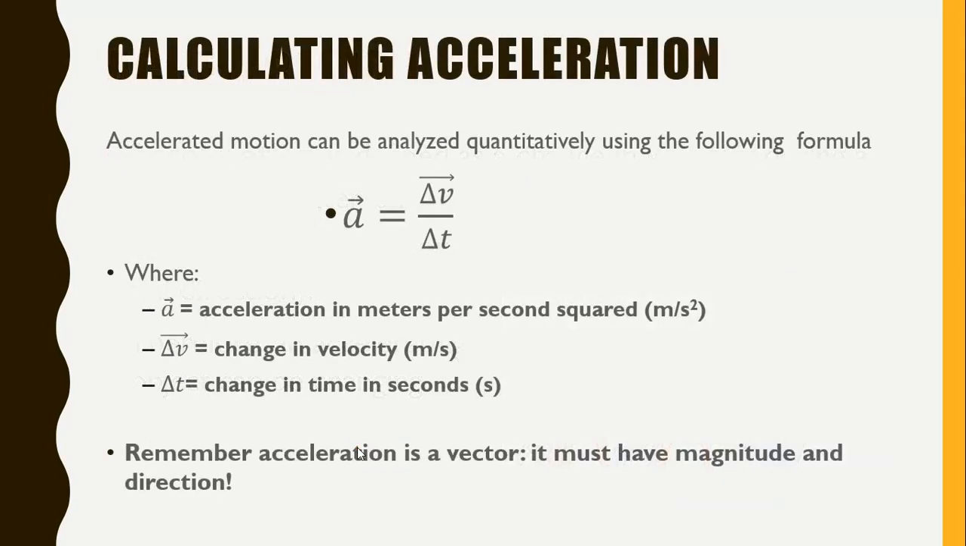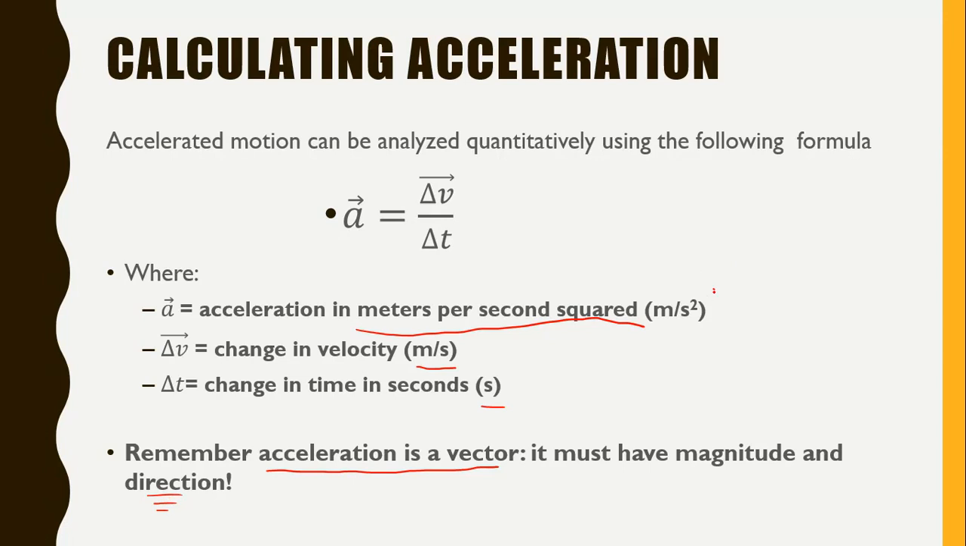Now, the formula for acceleration is A is equal to delta V over delta T. You'll notice that there are arrows over the A and the V. This means that these are vector quantities. So acceleration is a vector, and we use velocity, not speed, okay, because of the vector sign. So acceleration is measured in meters per second squared. Velocity is measured in meters per second, and the change in time is measured in seconds. Again, remember, acceleration is a vector. It must have a direction as well.